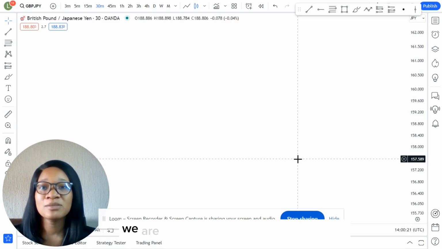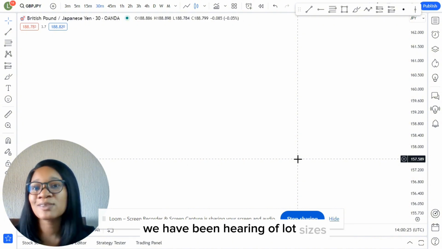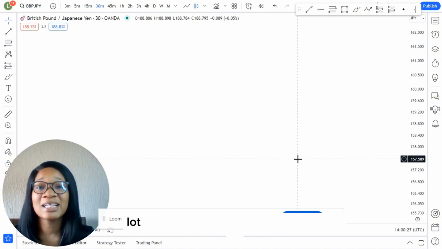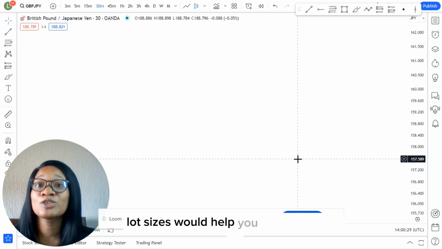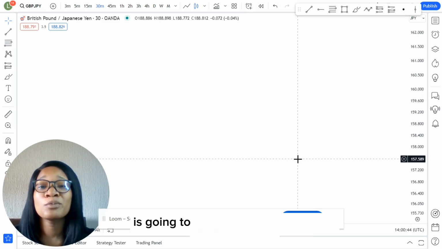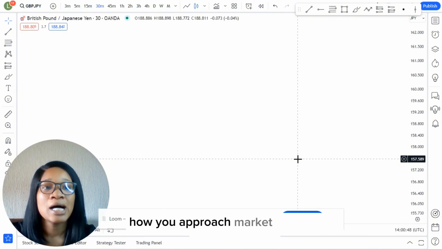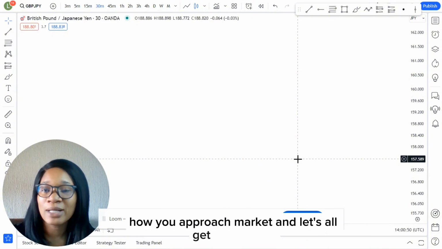So today's video, we are going to be talking about lot sizes. We have been hearing of lot sizes, lot sizes, lot sizes. If you understand lot sizes, it's going to change your life. It's going to help you throughout your trading journey, how you trade, how you approach the market, and let us get right onto it.